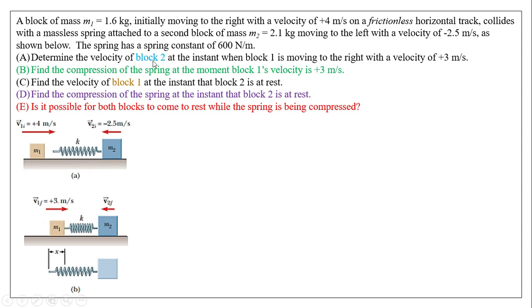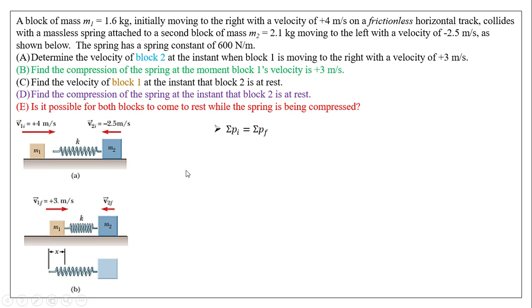All right, so part A wants us to find the velocity of block two at the instant block one is moving at 3 meters per second. So once again, block one is initially moving to the right at 4 meters per second. Once it hits the spring, of course, it's going to slow down just a tad to 3 meters per second, and it wants us to find the velocity of block two when that happens.